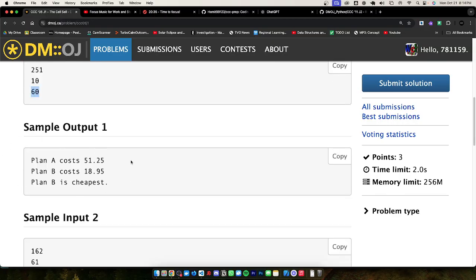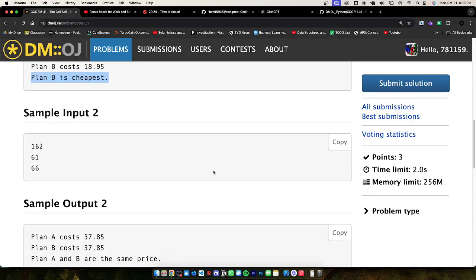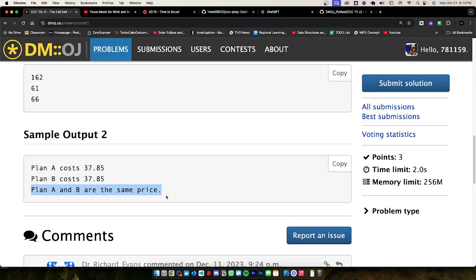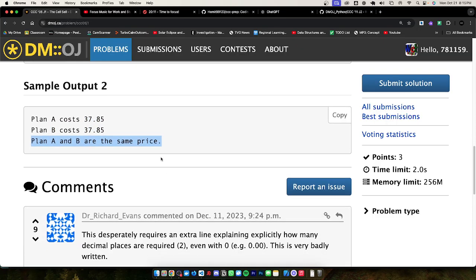So then here you can see that you first output the cost for both plans, and then which one is the cheaper one, which is obviously going to be the one that is less than the other one. Same thing here, but in this case, when you compute the minutes, they both are the same value, so you just have an associated output for that as well.